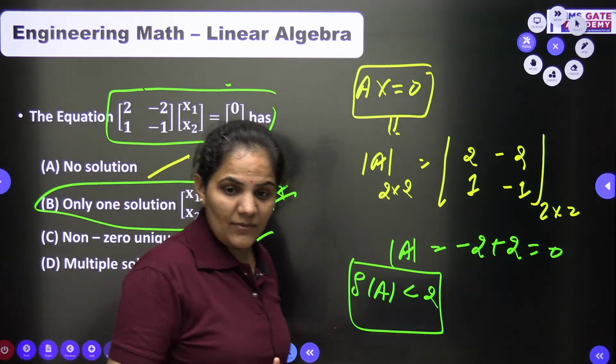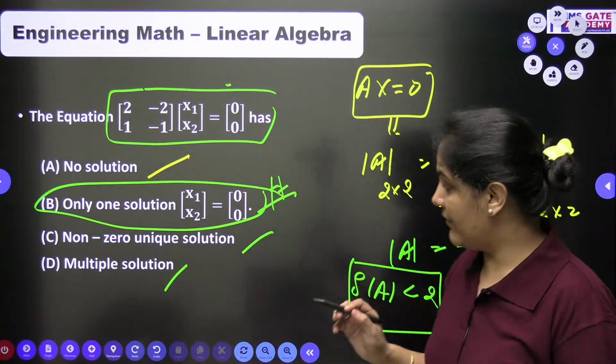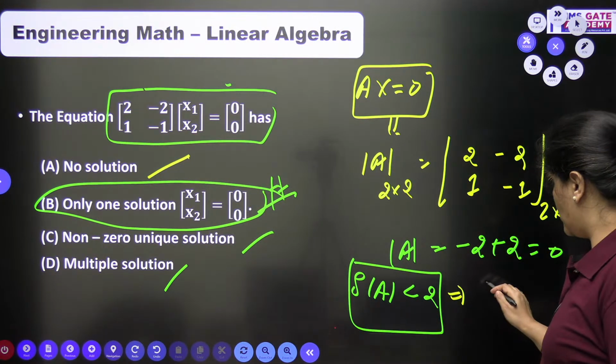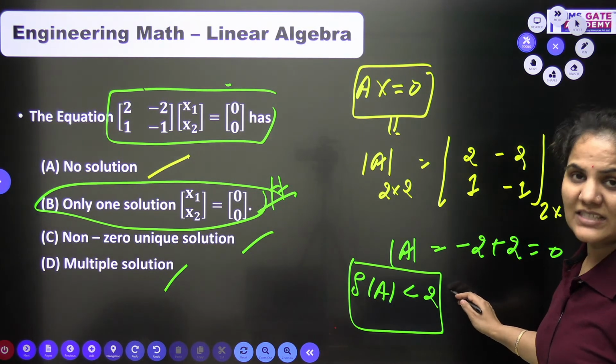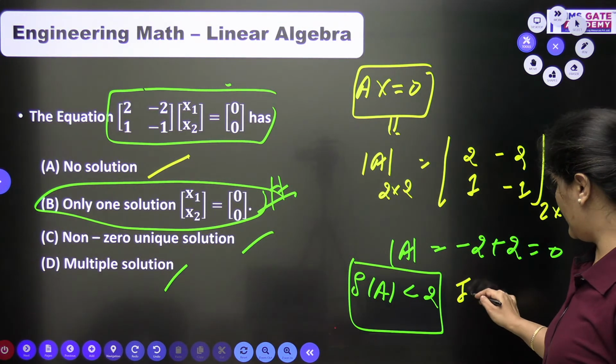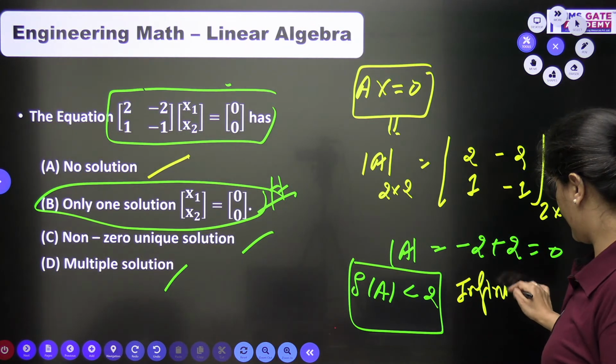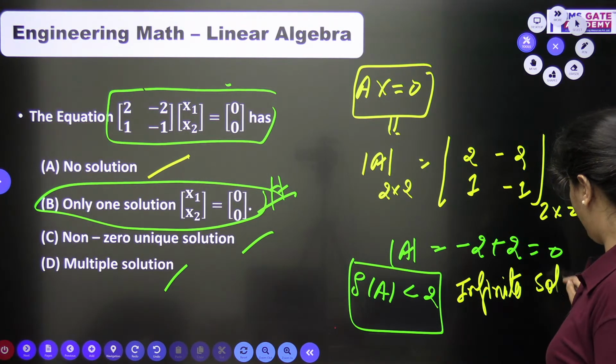So here we are having how many unknowns? 2 unknowns. So this is less than 2 number of unknowns. So when it is less than 2 number of unknowns, you can say here we are having infinite solution. Here we are having infinite solution.